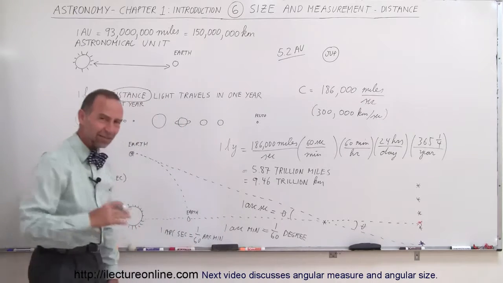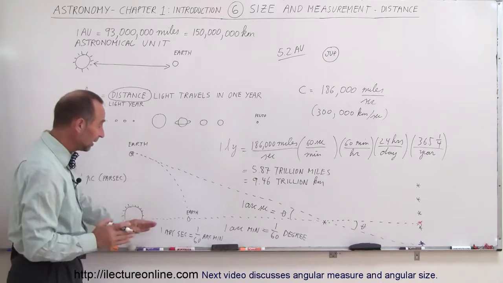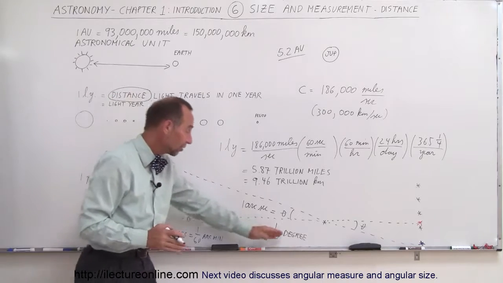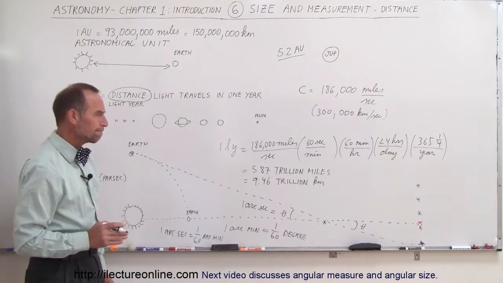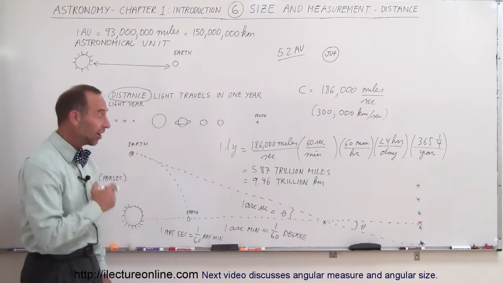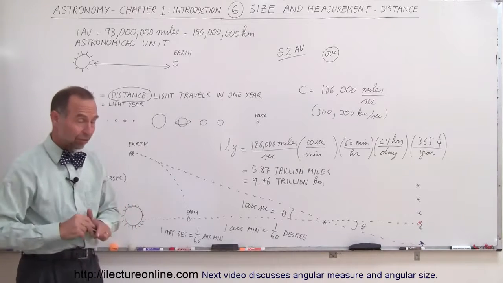Kind of like there's 60 seconds in a minute and 60 minutes in an hour. Well, an arc second is a measure of angle that is 1/60th of an arc minute, and an arc minute is a measure of angle that's 1/60th of 1 degree. That means that 1 arc second is 1/3600 of a degree, a very, very, very tiny angle. And yes, we can measure that.